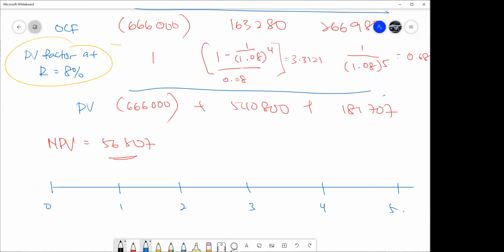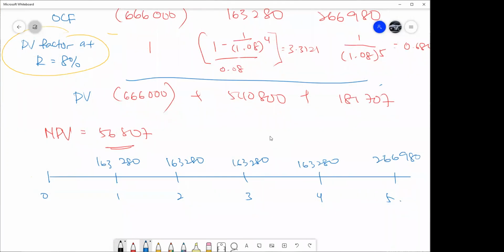This is year 0, your initial investment, $666,000. Year 1 cash flow is 163,280, and the same for years 2, 3 and 4. Year 5 is 266,980. This is what it means. So this 540,800 is basically the total of all this already.